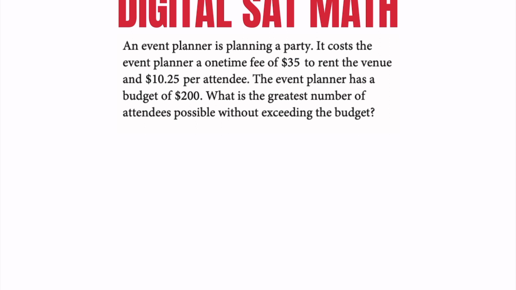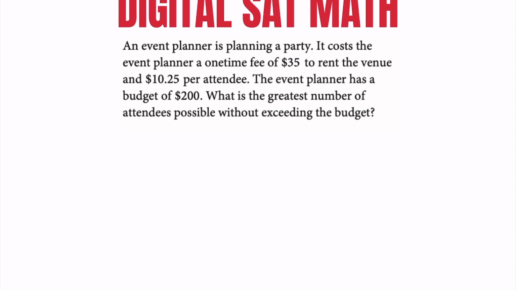Let's solve this one. An event planner is planning a party. It costs the event planner a one-time fee of $35 to rent the venue and then $10.25 per attendee. The event planner has a budget of $200. What is the greatest number of attendees possible without exceeding the budget?